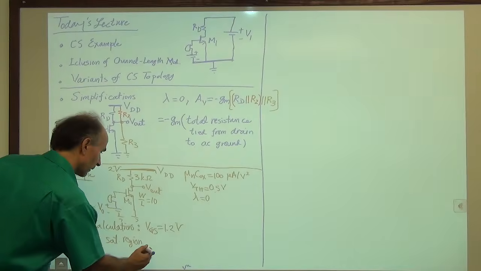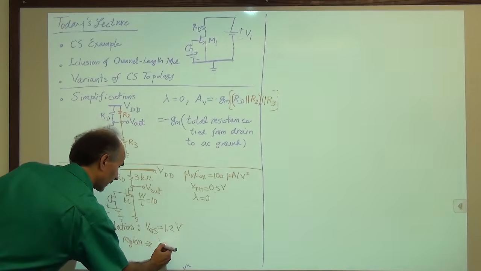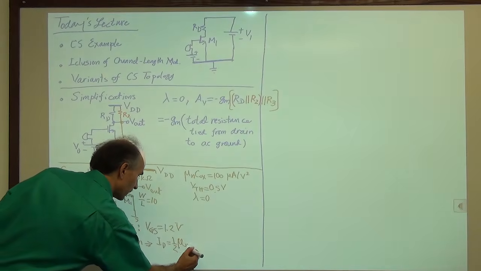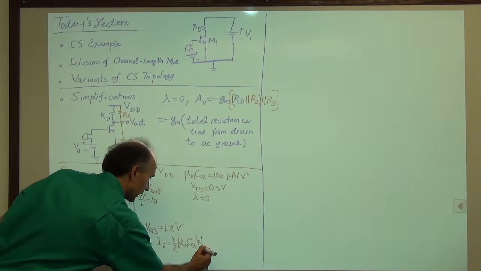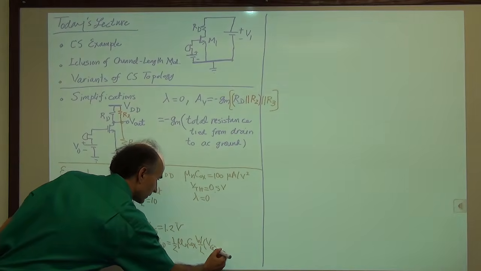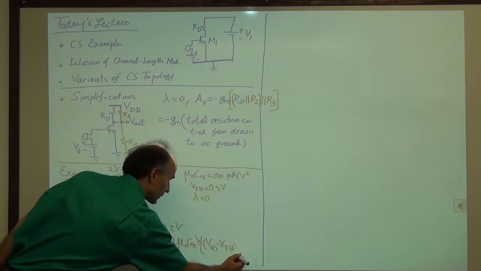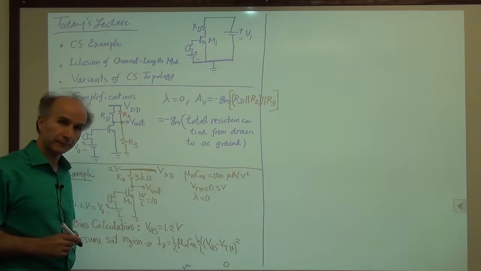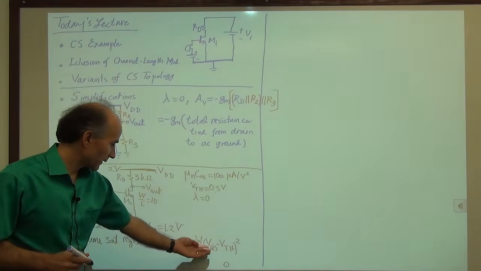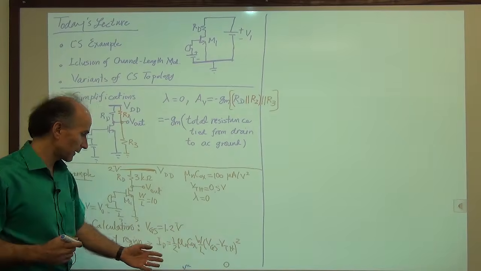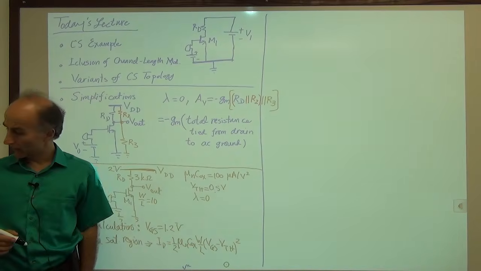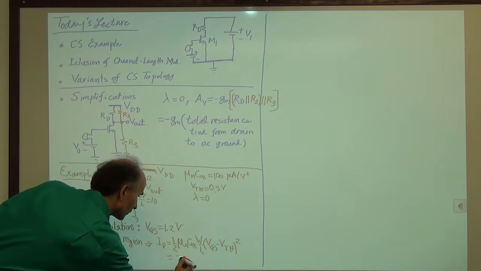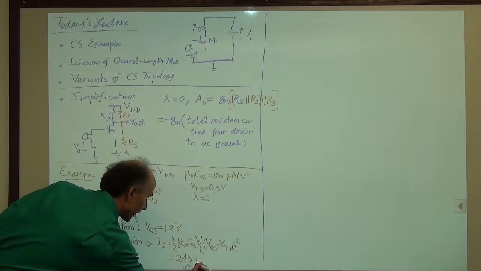All right, so then I say ID is equal to 1/2 of mu n Cox W over L times VGS minus VTH squared. I don't have 1 plus lambda VDS because lambda is 0. Okay, so now because I have VGS, VTH, W over L, mu and Cox, I can find ID. And that ID is equal to 245 microamps.